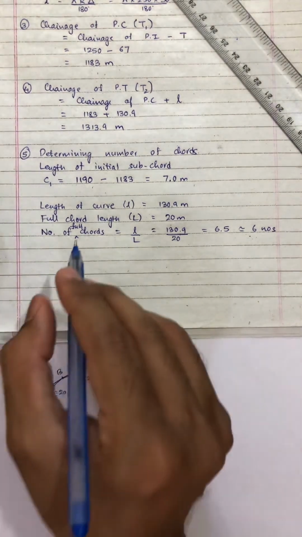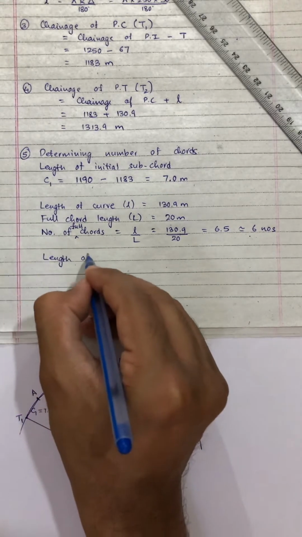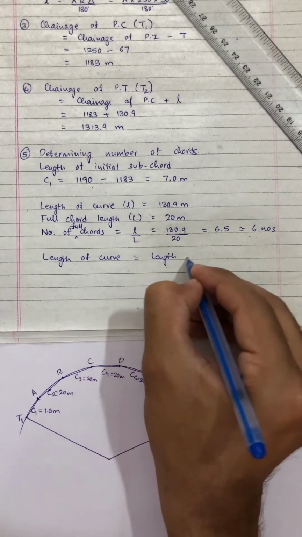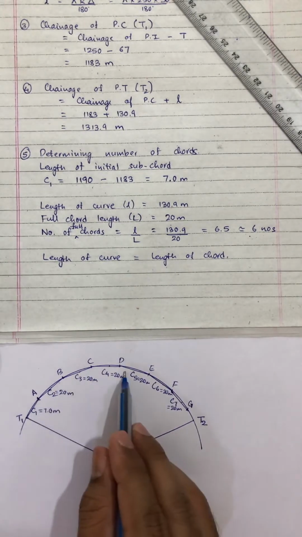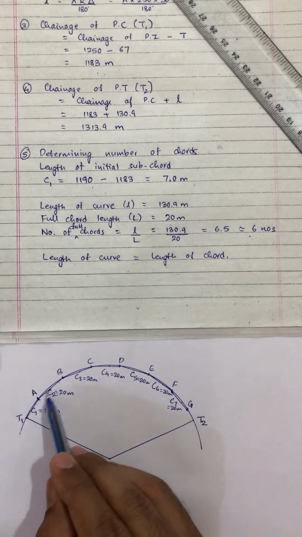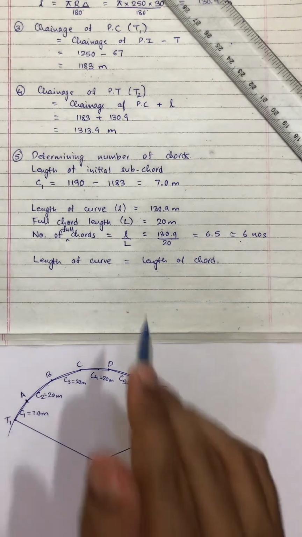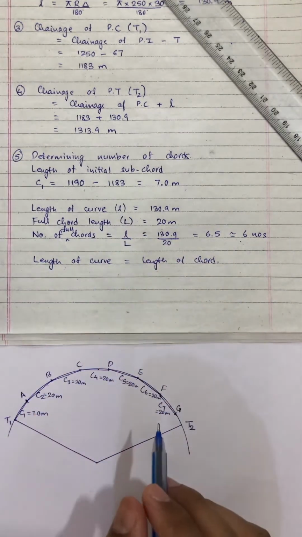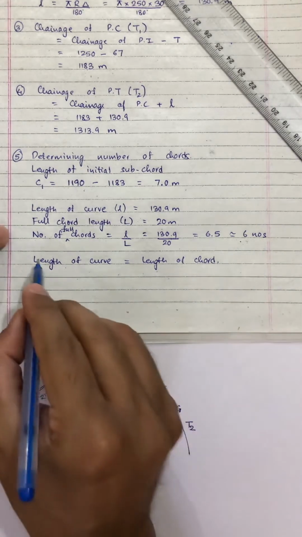Now we are assuming that the length of curve is equal to the length of chord itself. That is, the total length of curve from T1 to T2 will also be equal to the length of the chords. This we had discussed in the derivation in the previous video. So this length of curve is equal to length of chord, and we calculated the number of full chords as 6.